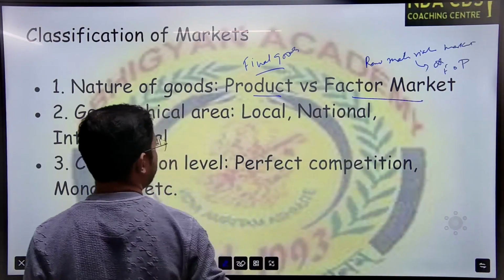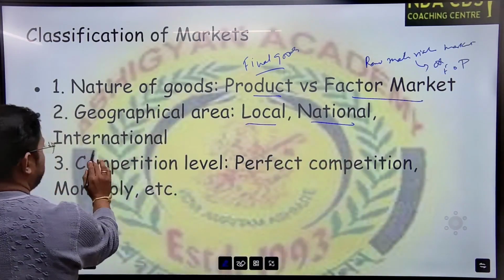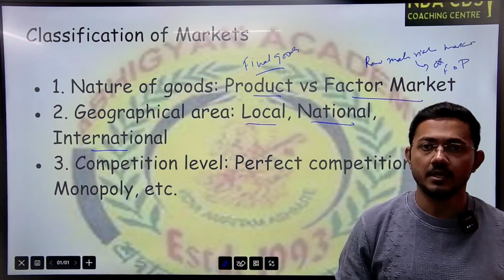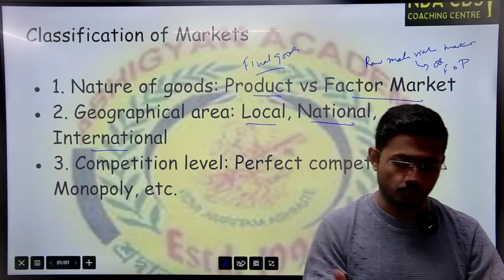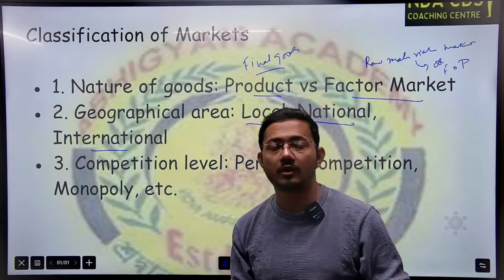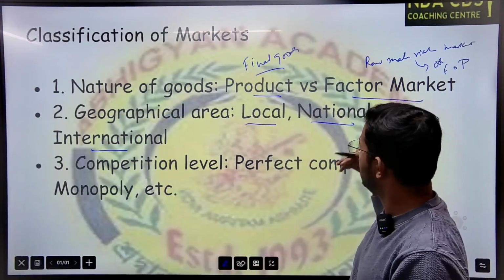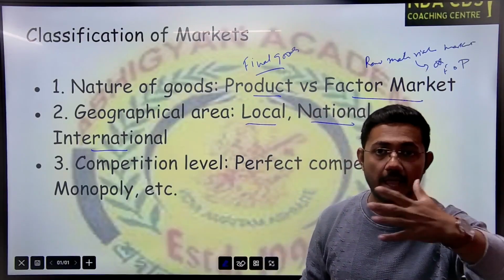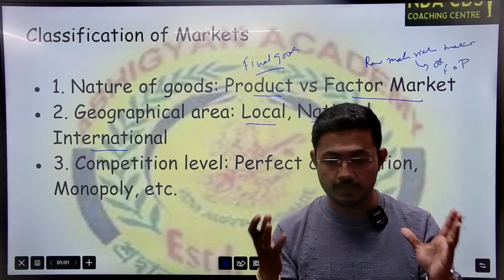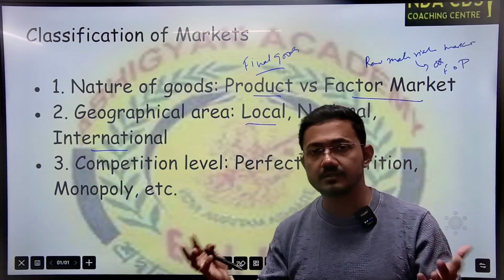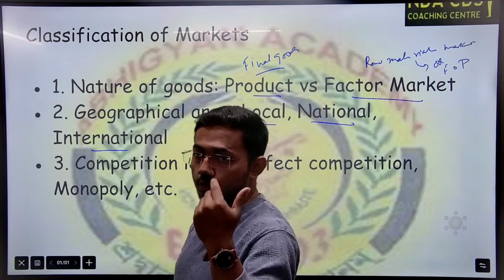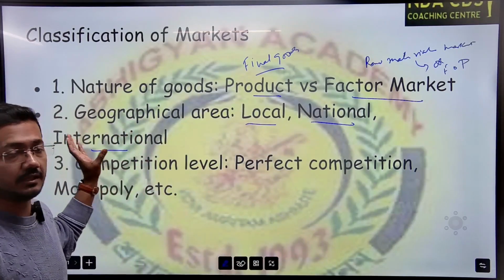Next, geographical area: local market, national market, and international market. If the transaction is in a local place, say for example you are in any place of Assam, say Guwahati, and both the buyer and seller are in one locality, in one state, that is a local market. If trade or commerce is happening inside the whole country, with exchange of goods, services and money from state to state, city to city, then that is known as a national market. And if it crosses the border, then it will be an international market.